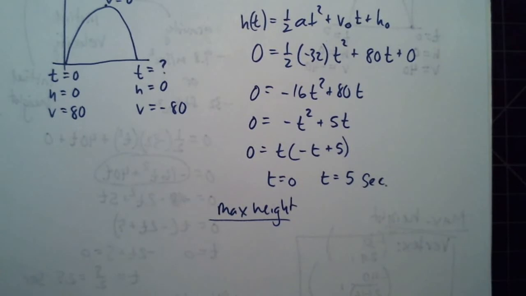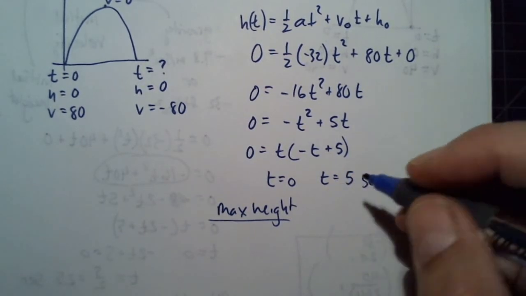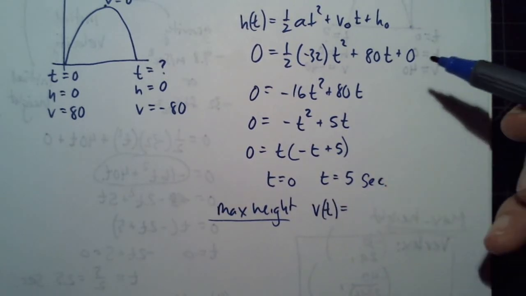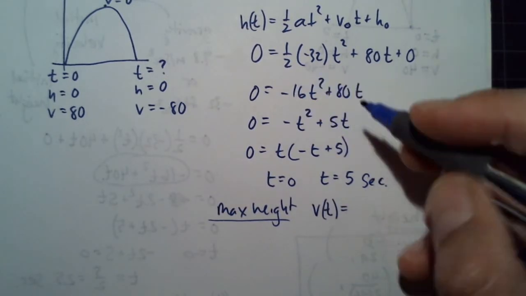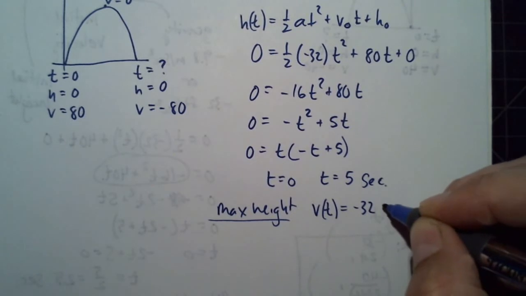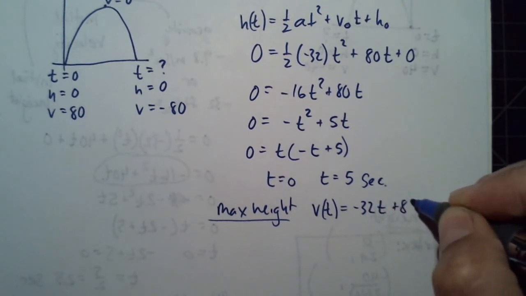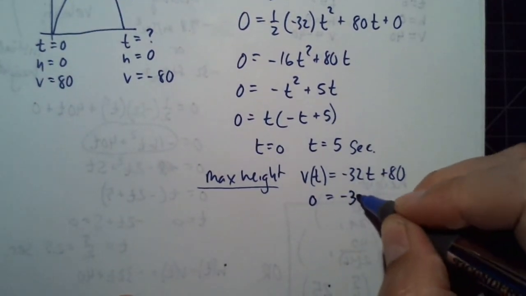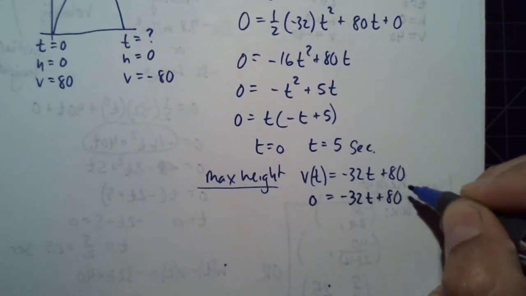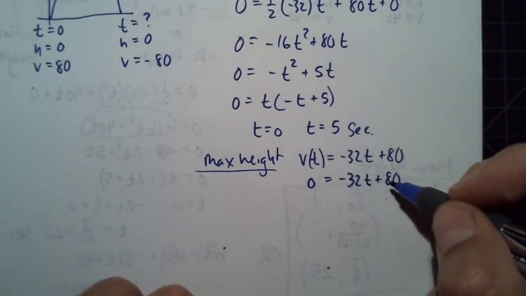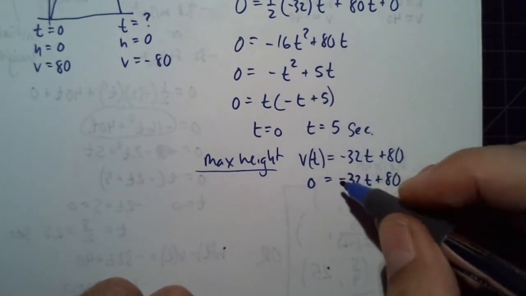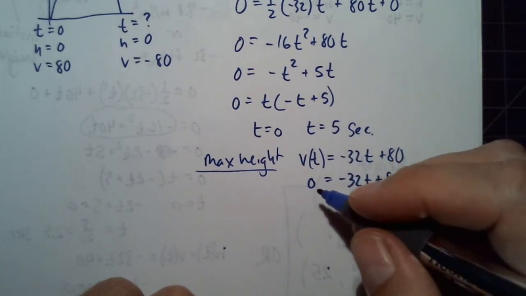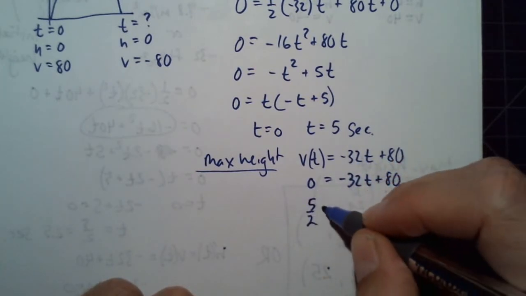To find the maximum height, let's find the velocity function. Velocity is the derivative of this. So we'll go negative 32t plus 80. We want to know when the velocity is 0. That will be the time at which it's at its maximum height. So we'll have negative 80 over negative 32. 80 over 32 is 10 over 4, or 5 over 2.